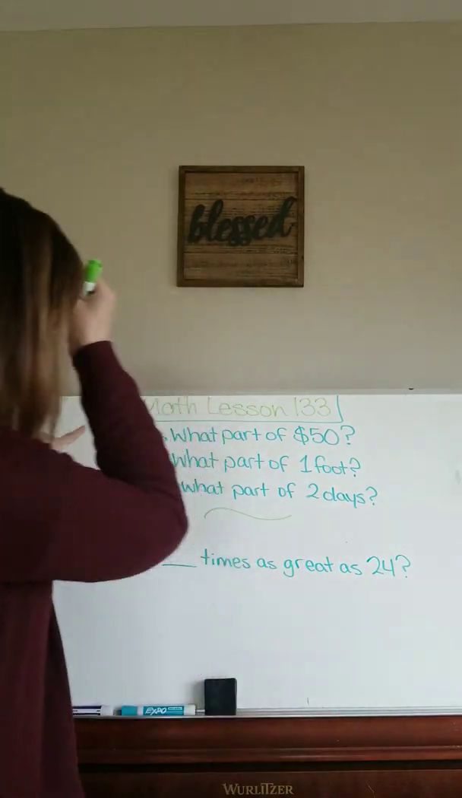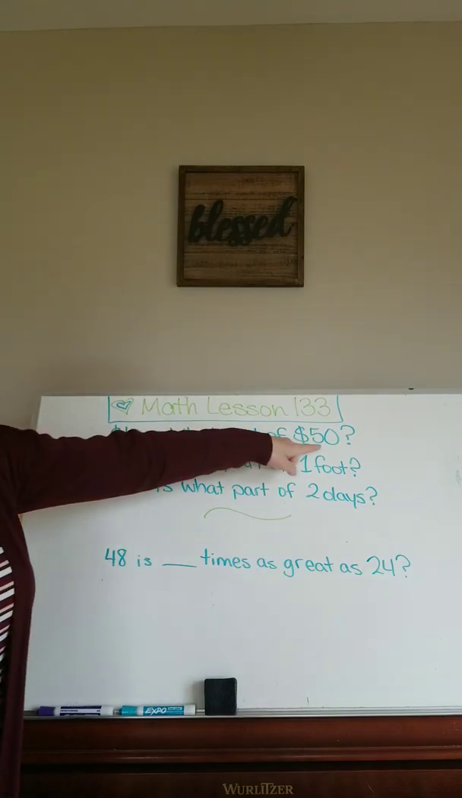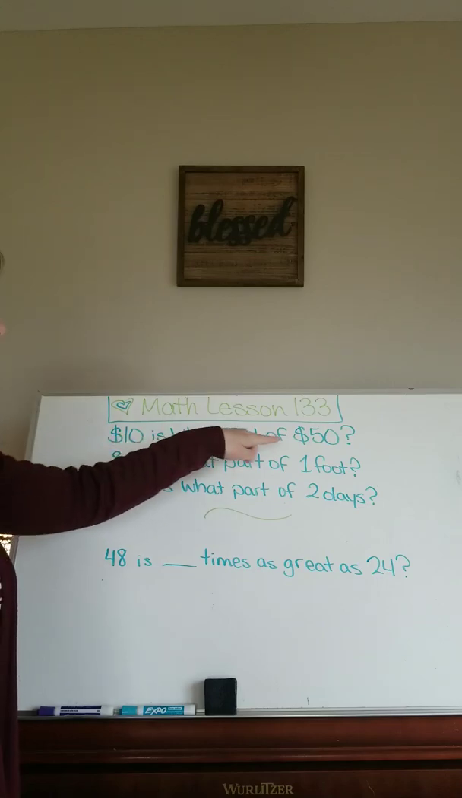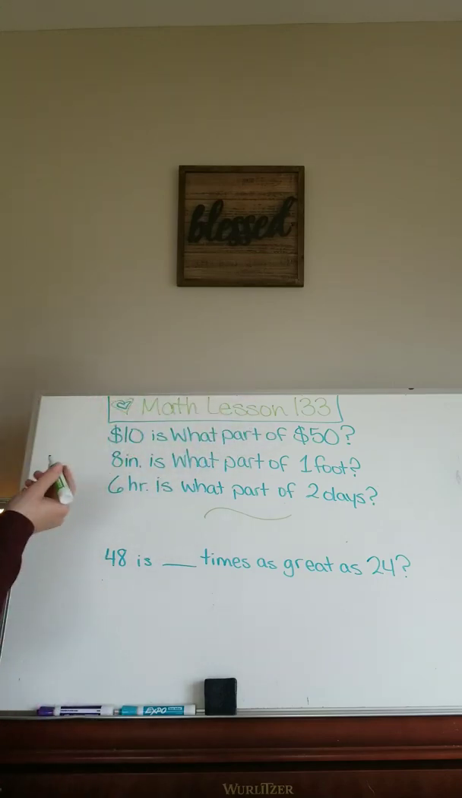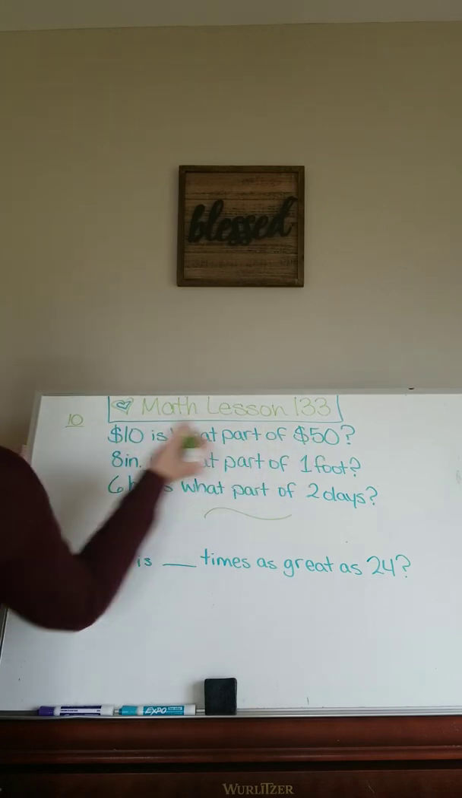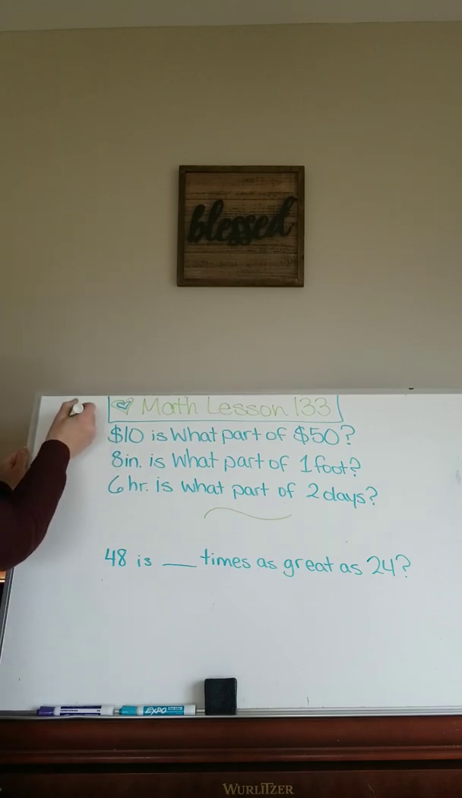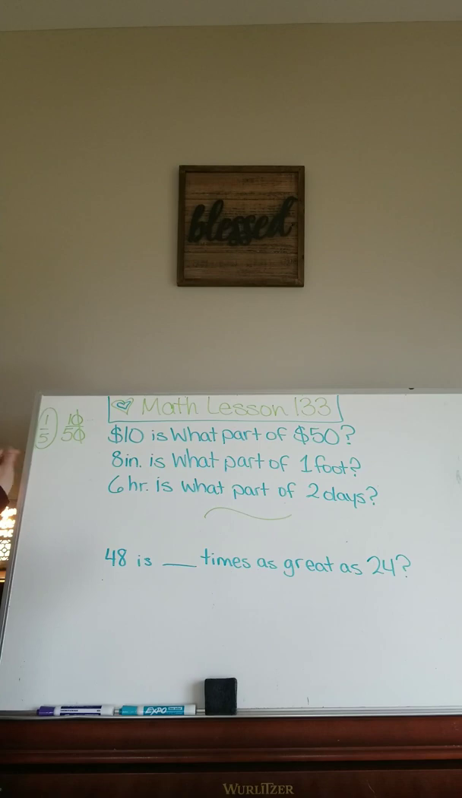So here is our first one that we're going to try together. $10 is what part of $50? You just take 10, because that's the lesser of the two numbers, and you put it over 50, and then you reduce it. And we know when there's zeros, so our answer would be 1/5. So now we know that $10 is 1/5 of $50. Let me make sure you guys can see that whole thing. Yeah, you can. Okay. Next.